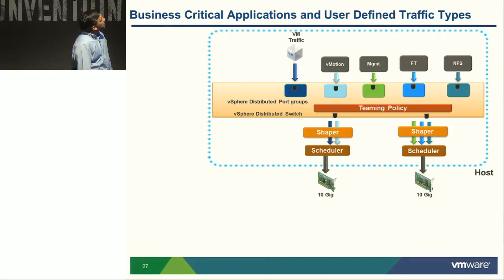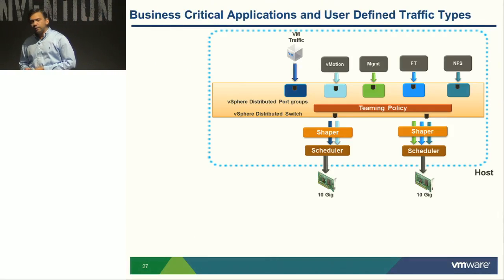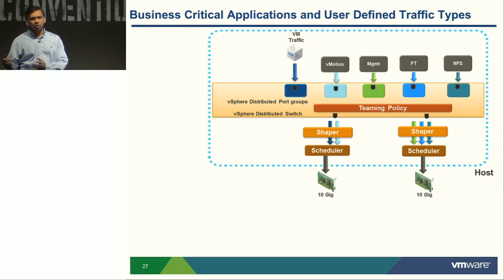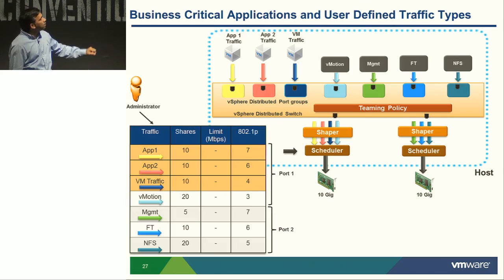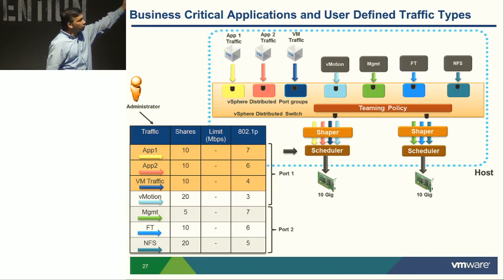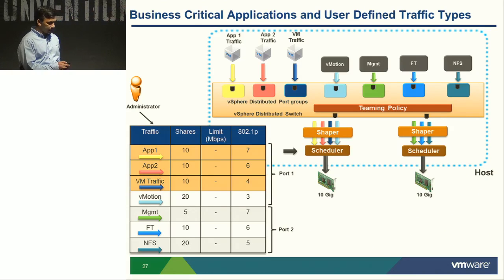Okay, so another capability which we have with the network I/O control is, I talked about this multiple application scenario, where suppose you have two applications, application 1 and application 2, and they have different bandwidth requirements. What you can do is you can create a user-defined traffic type. So there are standard traffic types which are available, but you can define your own traffic type. So in this case, I have defined application 1 traffic type and application 2 traffic type, and then I allocated shares for that.